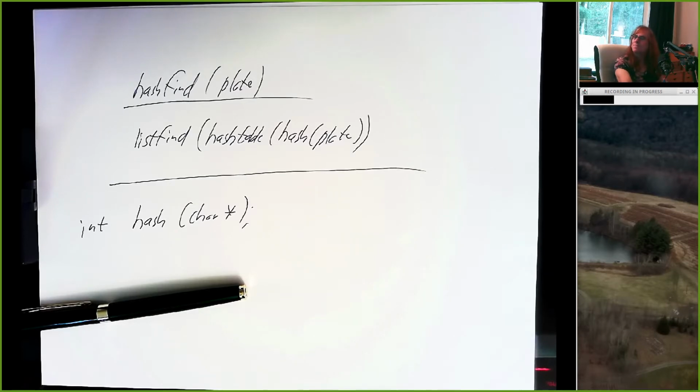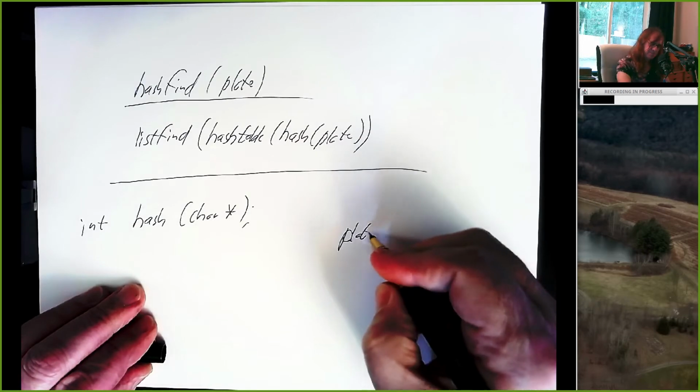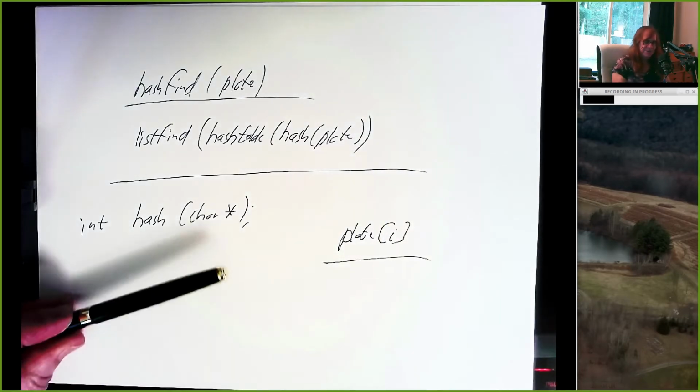I've got a question about converting characters to ASCII codes. Is there some specific library function that we can use for that, or does it automatically do that? All you need to do is something like plate bracket i, right? And that is the ASCII code of the ith character of that string.